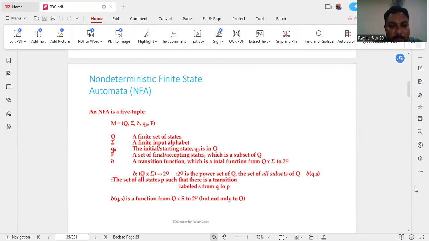Coming to the transition function, here we map each and every state. It is not compulsory to map every current state with all the inputs. Here there can be more than one path from the current state on the current input symbol. For that you can use the formula Q cross sigma tends to 2 to the power of Q. 2 to the power of Q is the power set of Q, the set of all subsets of Q. We represent the transition function with the delta symbol, that is delta of Q comma S.